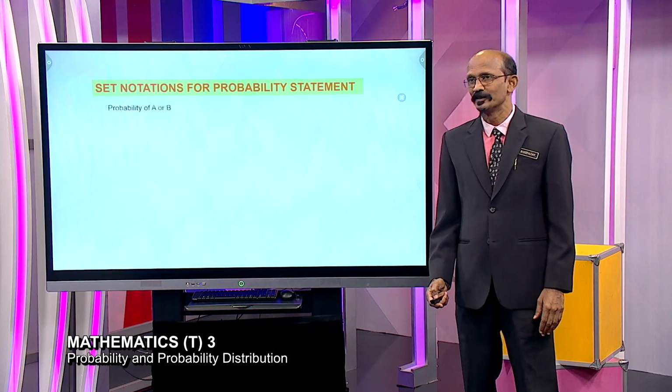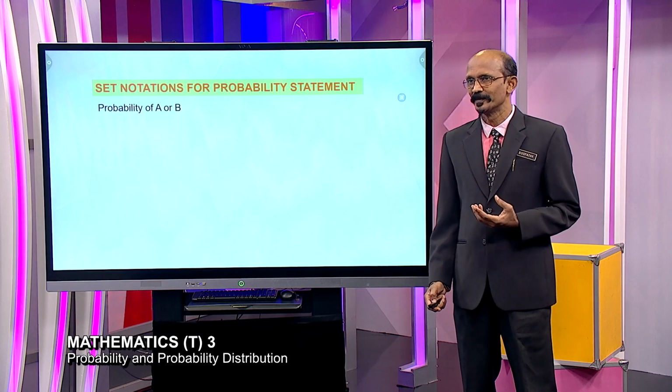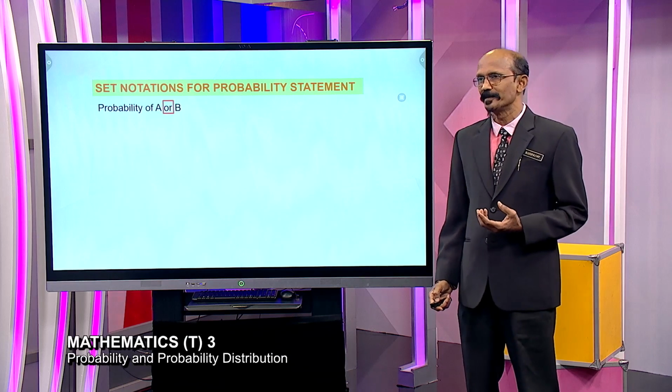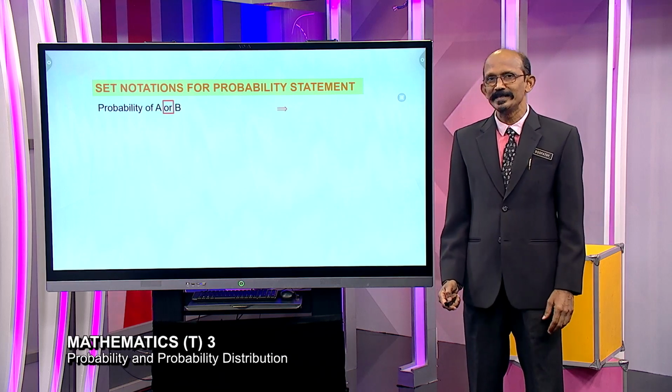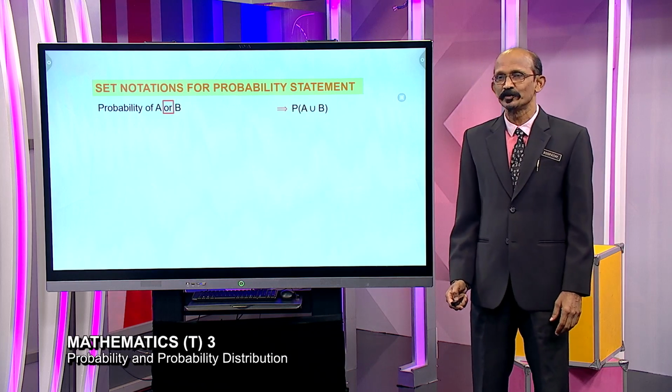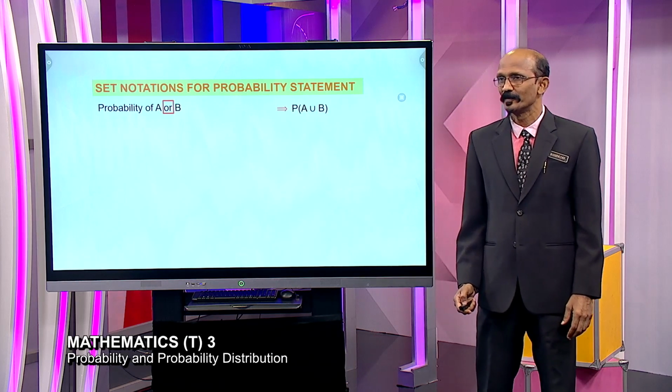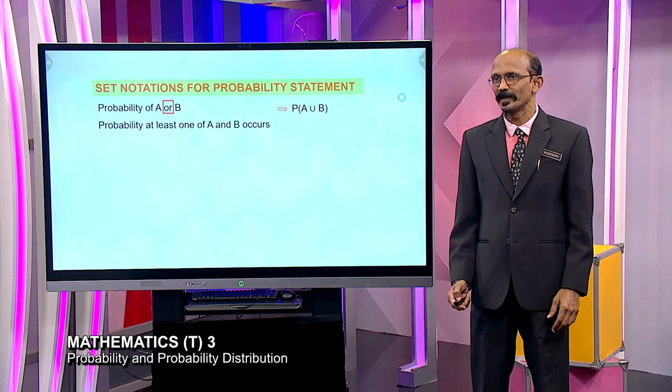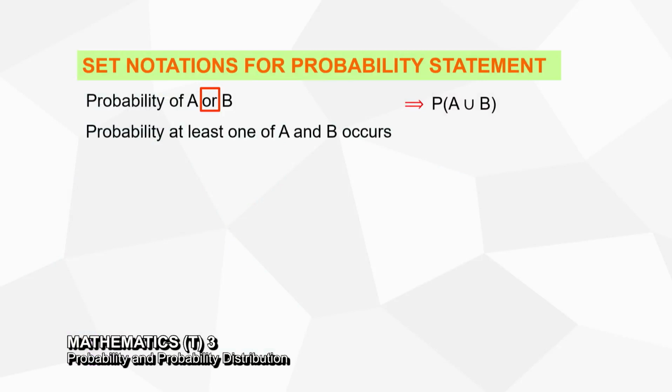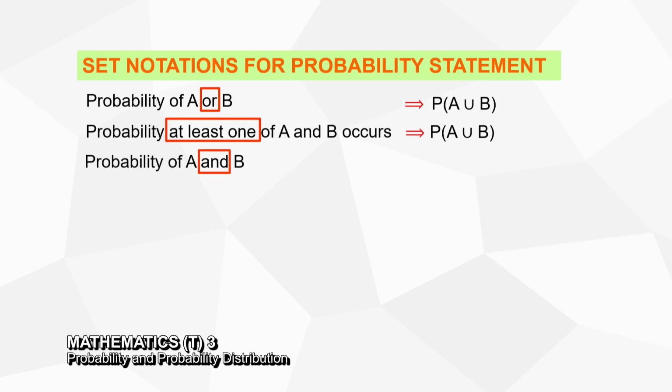Let us see some of the main terminology. Let's say probability of A or B. This one is indicated by A union B. The set notation we use here is union, which stands for OR. Next one is the probability that at least one of A and B occurs. For this, at least one means the set notation still remains the same, A union B. If you notice, the terminology is different, but the formula still remains the same. Next, probability of A and B. The key point here is AND. This is indicated by A intersection B.